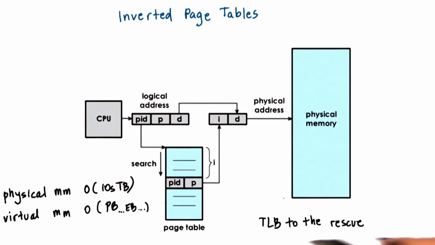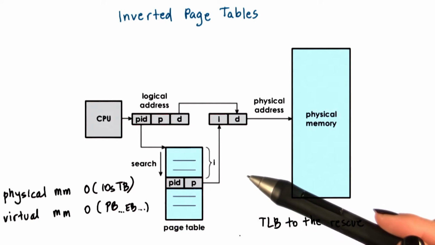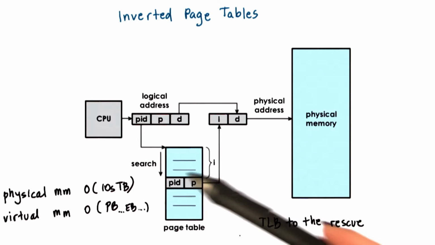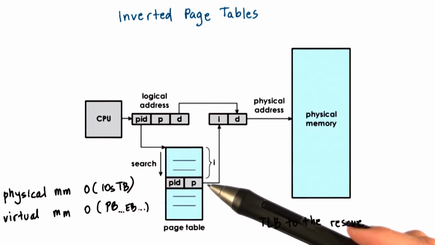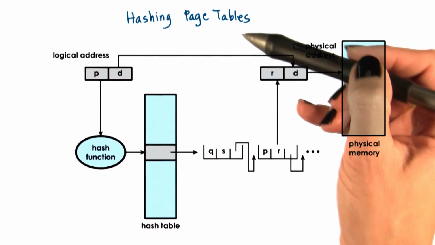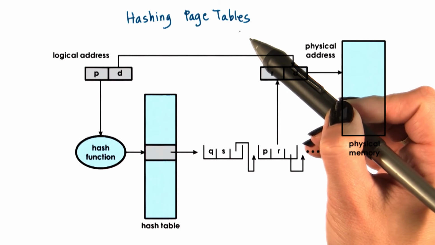In practice, the TLB will catch a lot of these memory references, so this detailed search is not performed very frequently. However, we still have to perform it periodically, so we have to do something to make it a little bit more efficient. To address this issue, inverted page tables are supplemented with so-called hashing page tables.